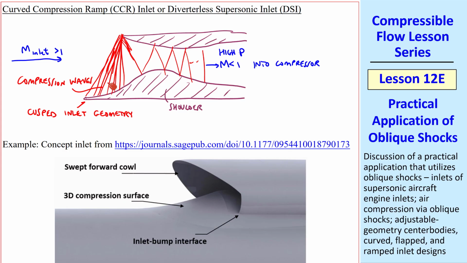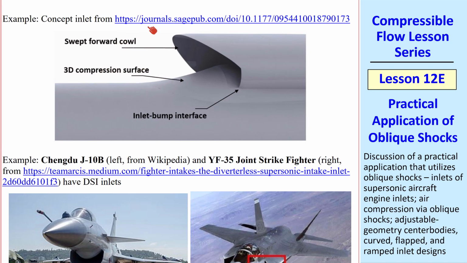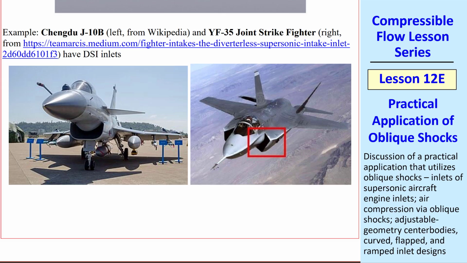The advantage of this design is that, as you may recall, these compression waves are nearly isentropic, so the pressure rise is much more efficient because of the compression waves. Here's a picture from this website showing the swept forward cowling and the 3D gradual compression surface or shoulder, as I was describing. There are only a few aircraft that utilize this design, one of them being the Chengdu J-10B from China, which is shown here, and the US F-35 Joint Strike Fighter, which has a DSI inlet, as you can see here. All of these are cool applications of compression waves and oblique shocks.